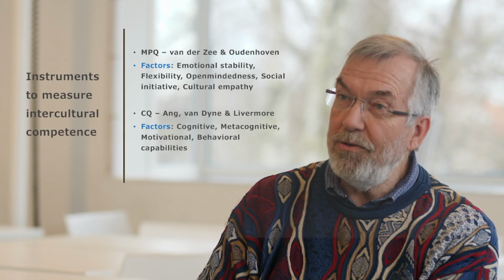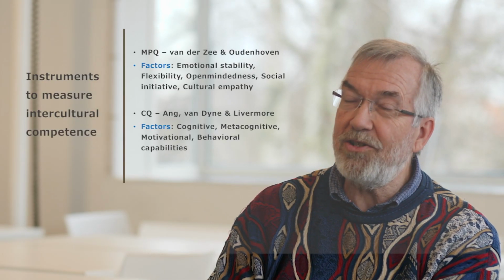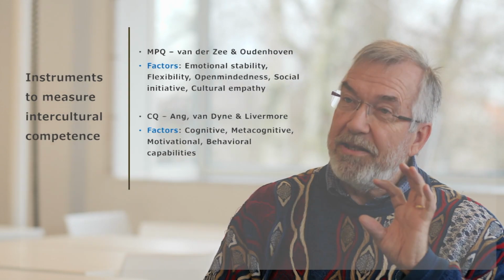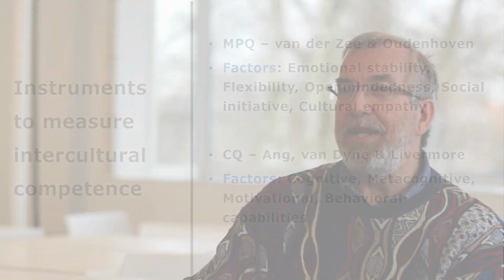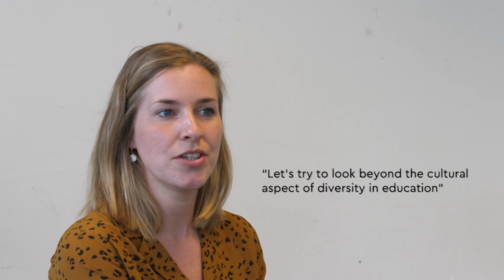And the CQ, the cultural intelligence instrument, if you remove the bit about cognitive cultural intelligence, so the knowledge about it, the other ones, motivational, behavioral, metacognitive aspects, they are also culture independent. Culture in the sense of what we think of first, of ethnic national cultures. Right. So that shows that we need to look beyond the cultural aspect of diversity in education a bit more.